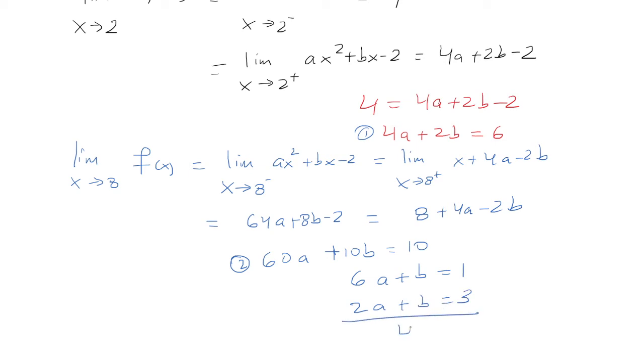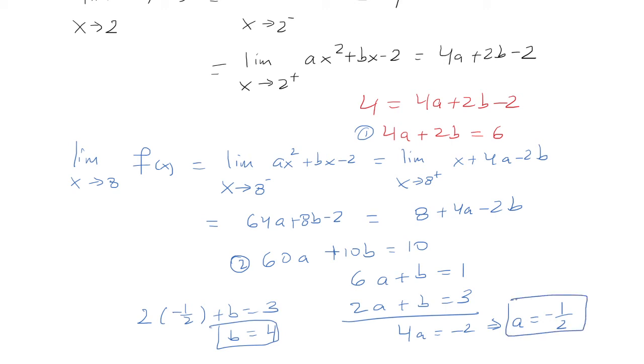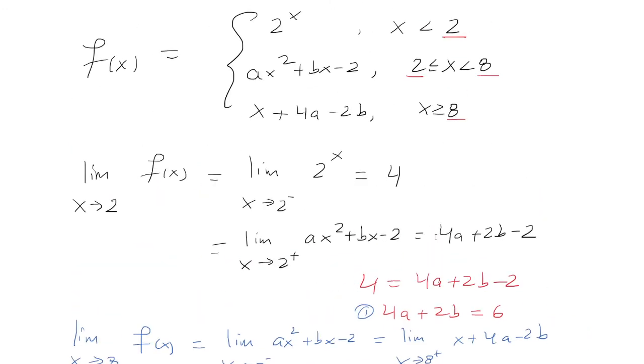If I subtract these two, I get 4a equals negative 2. That means a is negative 1/2. I'll just plug it into the second equation. It's 2 times negative 1/2 plus b is 3. 2 times negative 1/2 is negative 1. Add that over, and you get b is 4. So these values for a and b are going to make this function continuous everywhere.